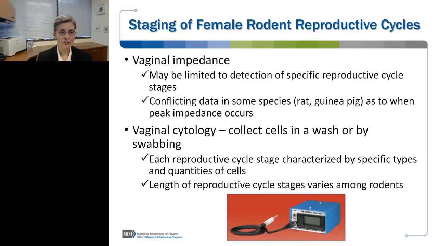Vaginal cytology is considered to be the gold standard in terms of staging animals relative to the different reproductive cycle stages. This can be done either by collecting cells in a wash or by swabbing. Each reproductive cycle stage is characterized by specific types and quantities of cells. But I should caution you, the length of the reproductive cycle stage will vary among rodents, and that will impact how frequently you may have to sample in order to narrow down the stage of interest that you want to work with.